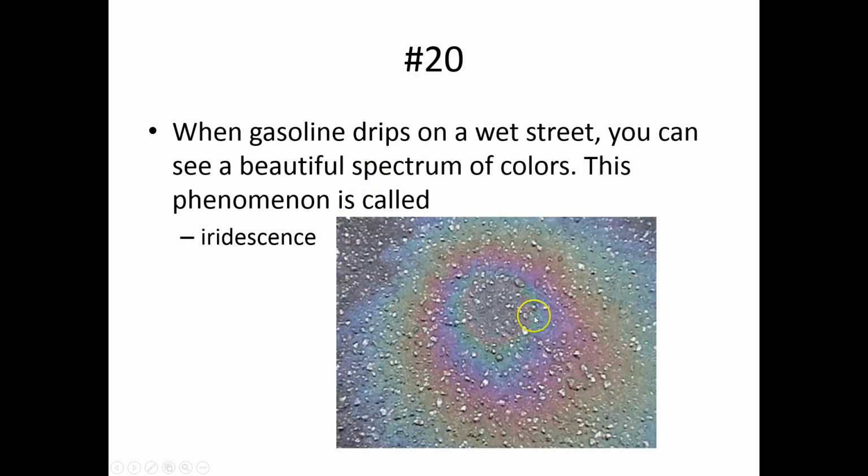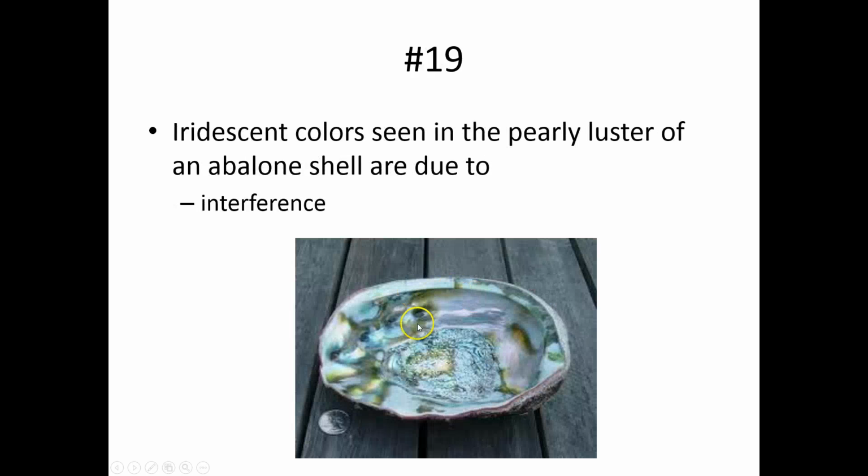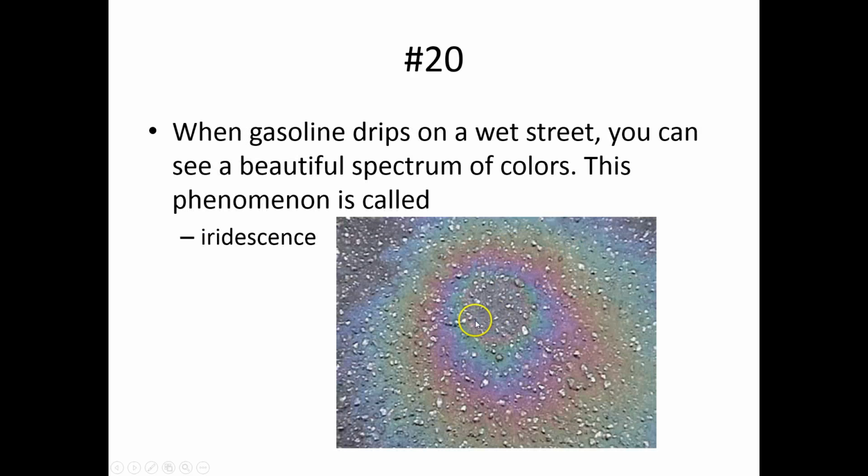Number 20, gasoline. If you've ever seen gasoline dripped on a wet pavement, you end up with this kind of thing. This is called iridescence also. So you see iridescence here in the shell, and you also see it on the other one.